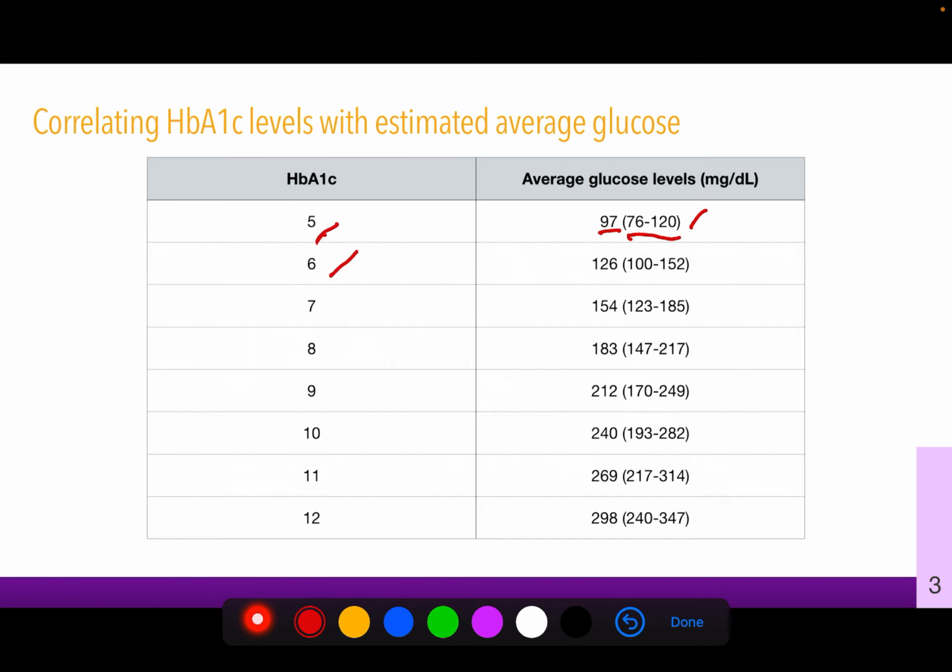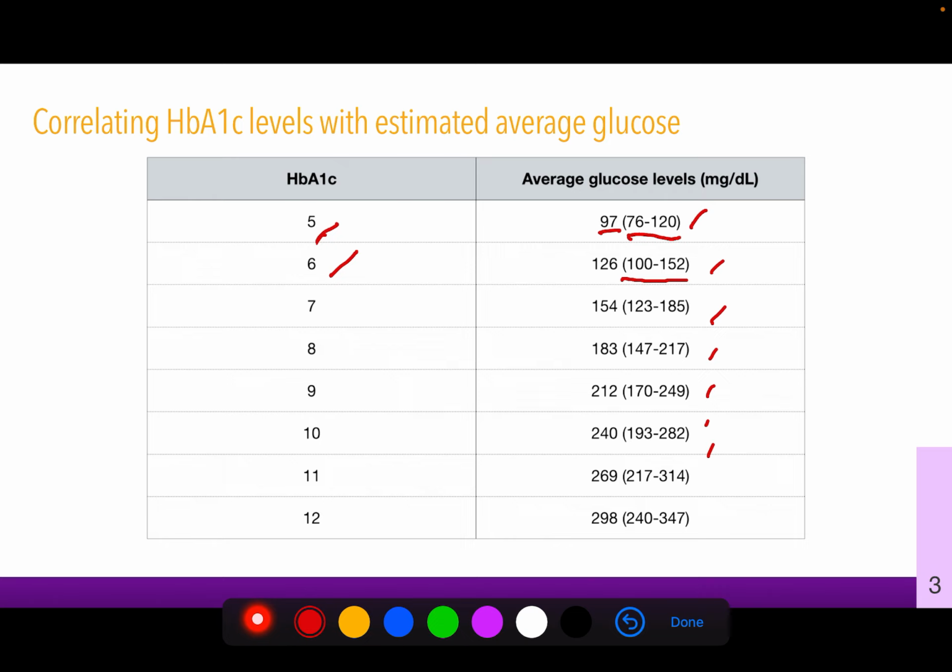Similarly, if a patient has HbA1c of 6, then the average blood glucose will be somewhere between 100 to 152. This will be important for the treatment. Okay, you won't be able to remember all these things. So what you can do is, in most of the labs, if the labs are really very good, along with glycated hemoglobin, they will also write the average blood glucose level. But if they don't write, you have a very easy formula to estimate the average blood glucose.